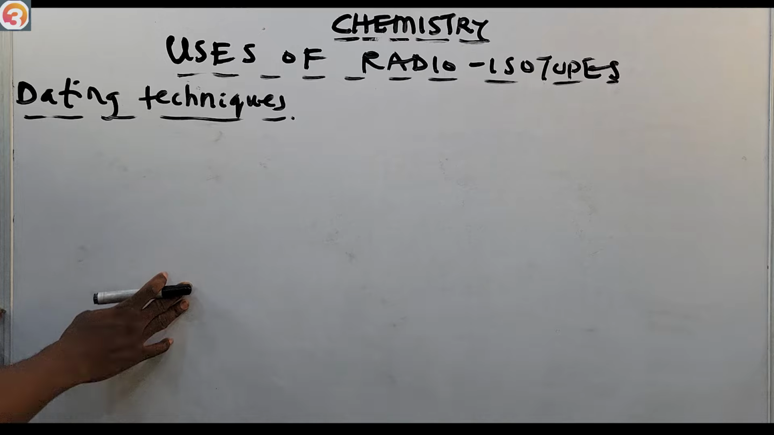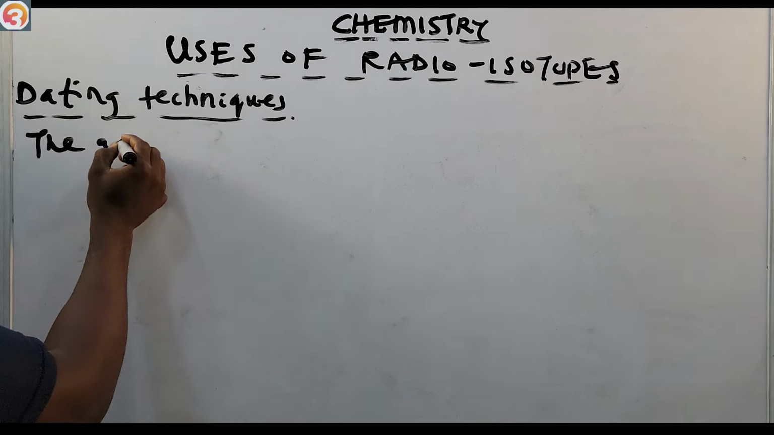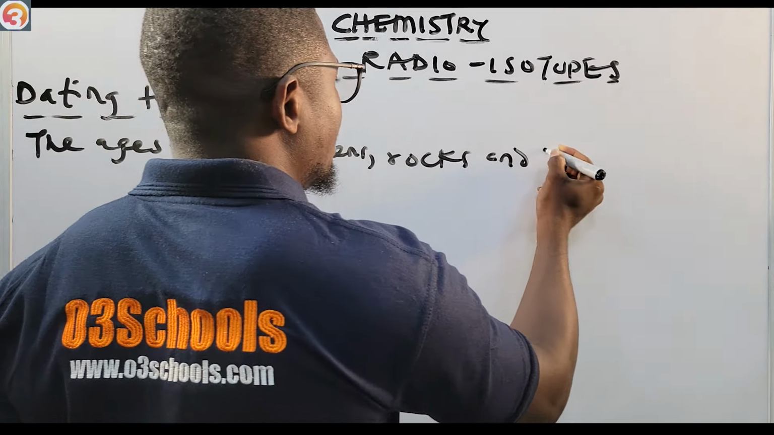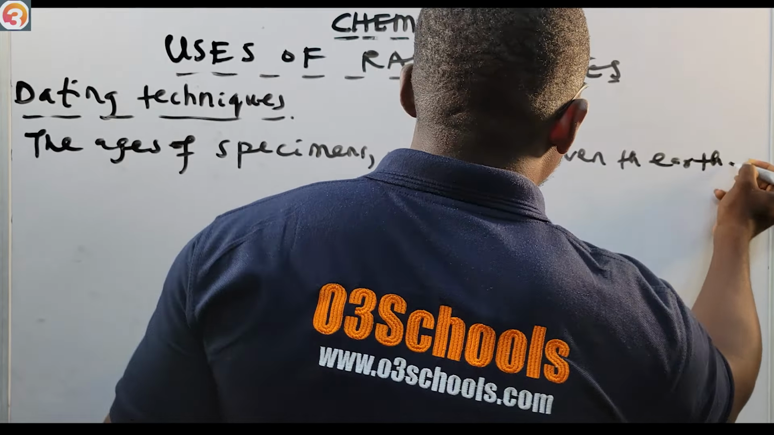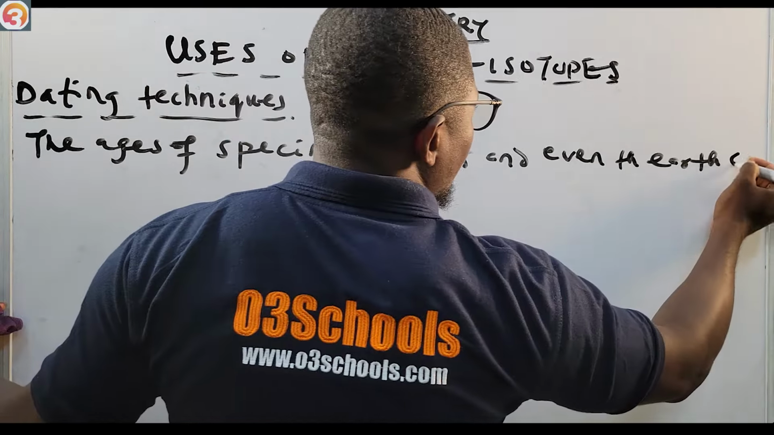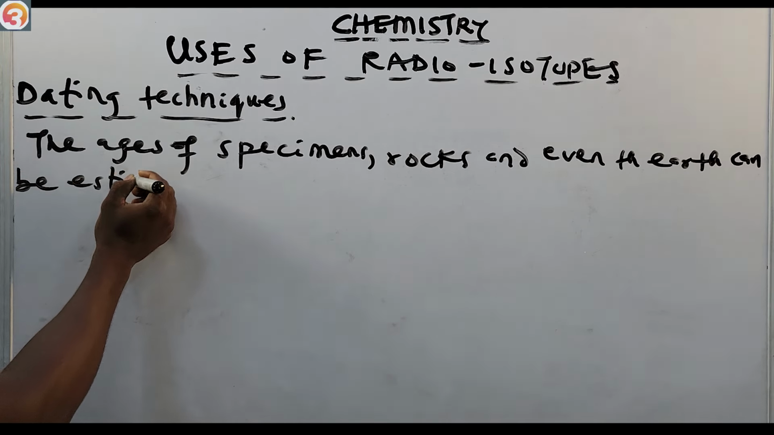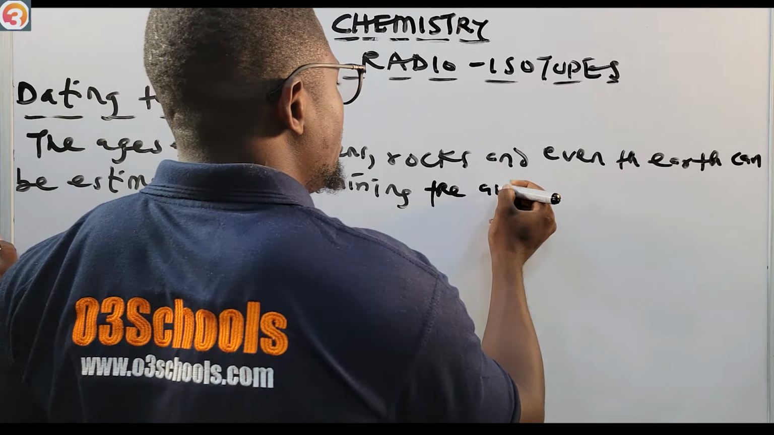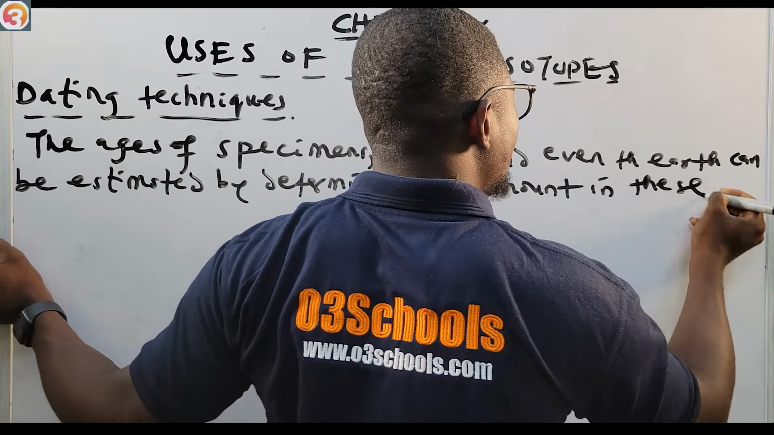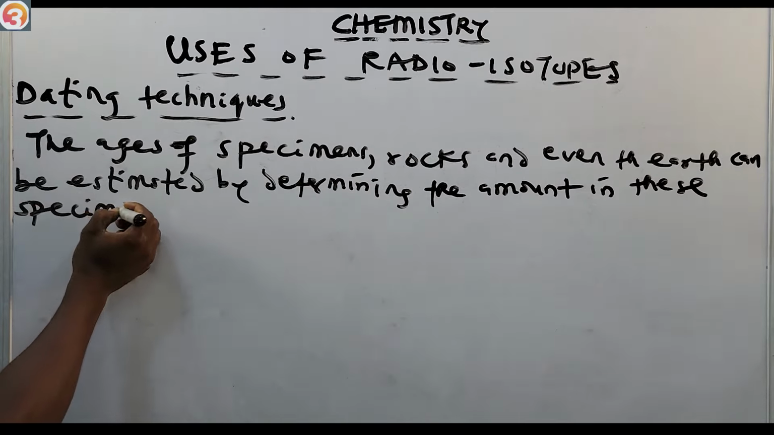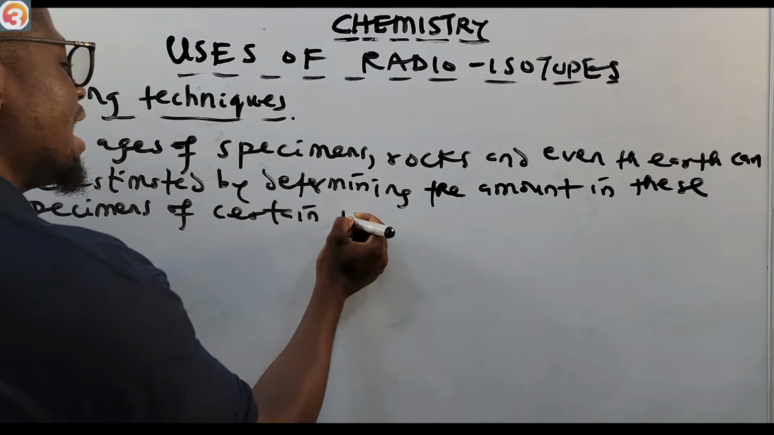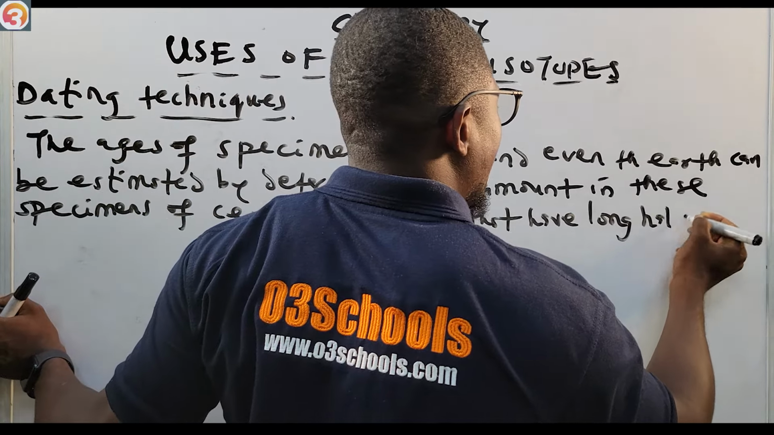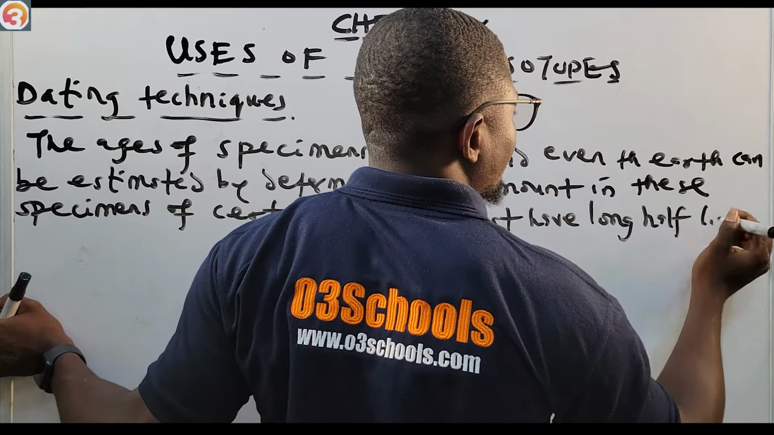So dating techniques: the ages of specimens, rocks, and even the earth can be estimated by determining the amount, in these specimens, of certain isotopes that have long half-lives. Please take note of that: long half-lives.